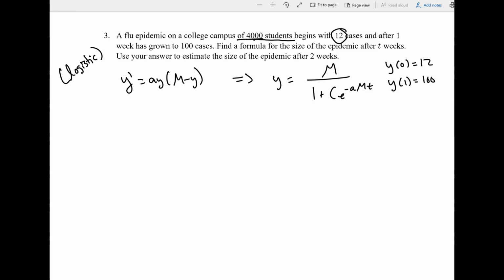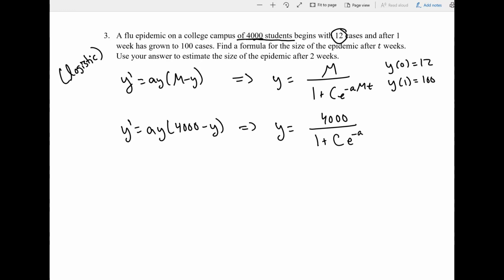Now let's plug in everything that we know. We know that y prime is equal to a times y times m minus y, where we don't know the rate a, and m is 4,000 students. So if I put it in my solution, you get 4,000 divided by 1 plus c, and we don't know what c is, e to the negative a times 4,000 times t.